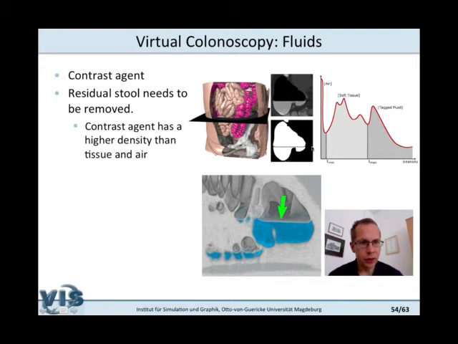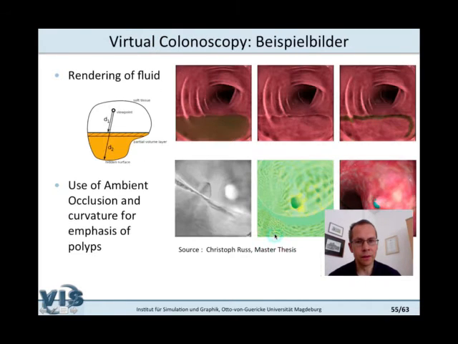Here we see a typical histogram of the data. The air has very low values and it occurs quite frequently, so therefore it's a peak in the histogram. Then we have soft tissue structures and we have tagged fluid that typically has a higher intensity than the soft tissue structures. So this is recognized based on a histogram analysis and it is emphasized, so that you see here would be the stool, the remaining fluid. So that could be shown with different intensities. These are different variants of how to render this fluid inside.